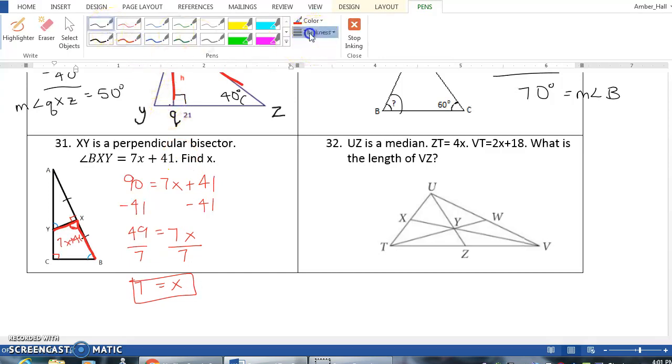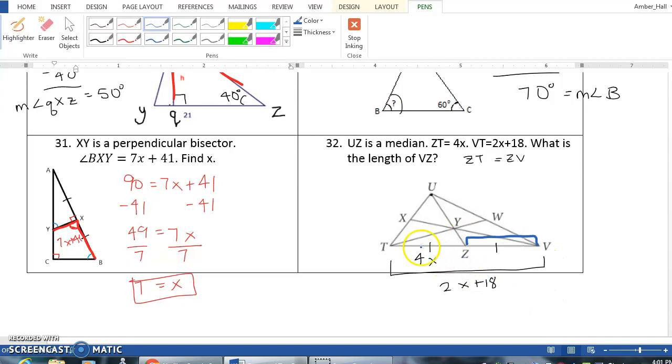Change to a black pen. Alright, number 32. UZ, right here, is a median. What do medians tell us? They go through the vertex, and they bisect a side. So I know that ZT is going to be congruent to ZV. ZT equals ZV. ZT is 4x, and VT, this whole segment right here, is 2x plus 18. What is the length of VZ?